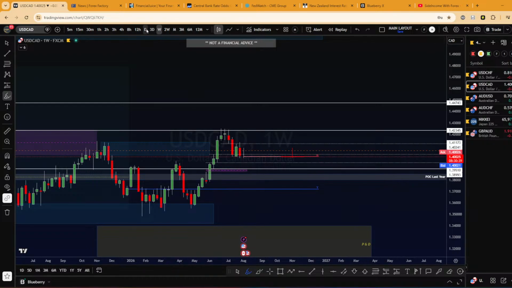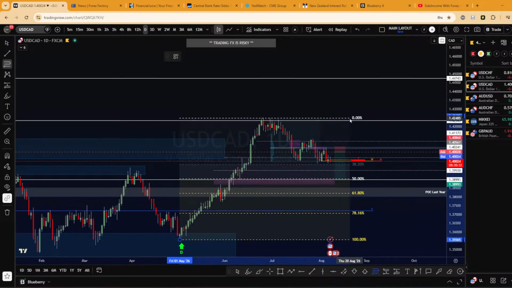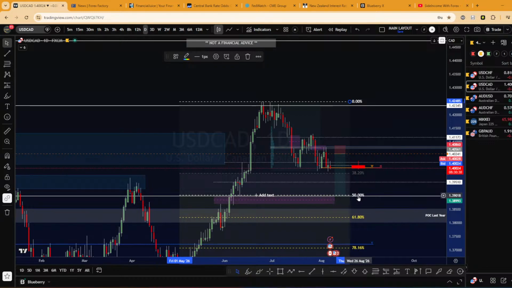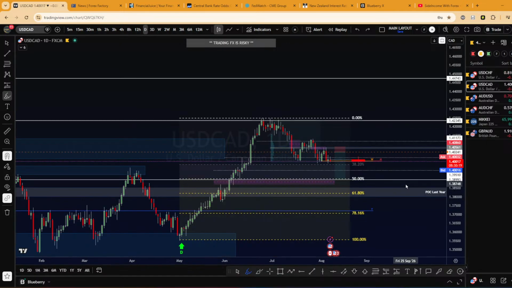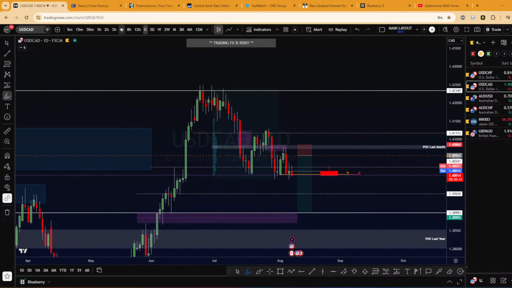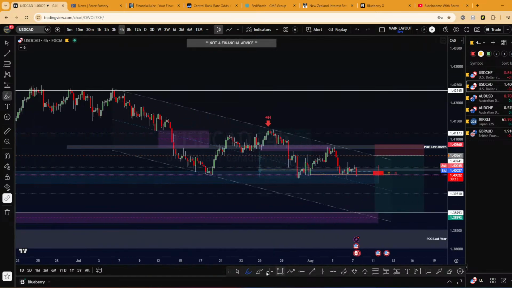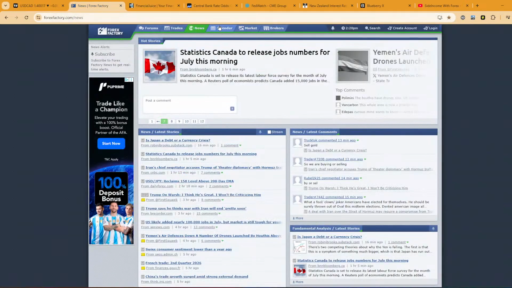Let's go to the daily. For example, on the daily, if I measure this last daily leg, you see 50% is right there. This corresponds with the level I marked up on the higher time frame. So I still think we have some room to target here. That's why I think if we get some weakness on the dollar, we could potentially drop. So NFP in a couple of seconds. Let's see.